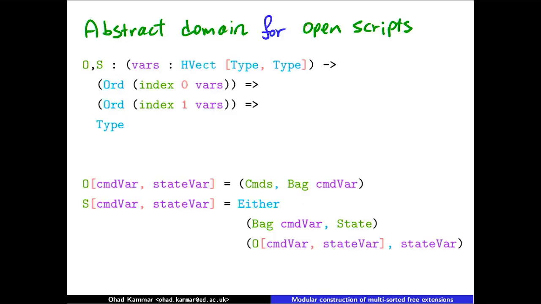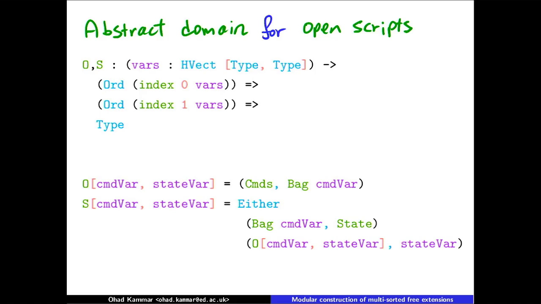Okay, so now we want to look for an abstract domain for open scripts, and if you do partial evaluation for a long while, you're going to be laughing at me because you'll be saying that I'm playing with Lego bricks, basically. You've been doing this for years. So I'm going to show you something that you've been doing for years, but it's more of a rational reconstruction of it. So what's happening here? Well, we have two domains here. We have commands and states, and they both can have variables in them.